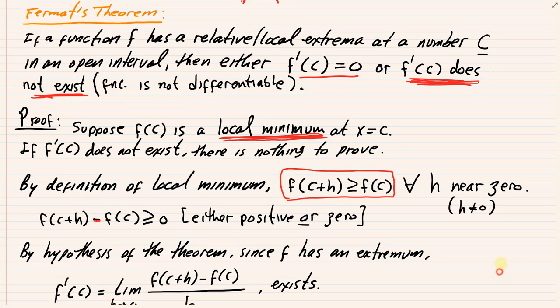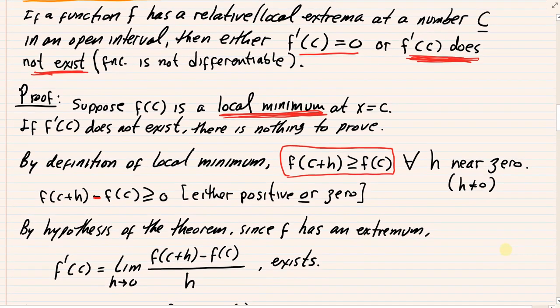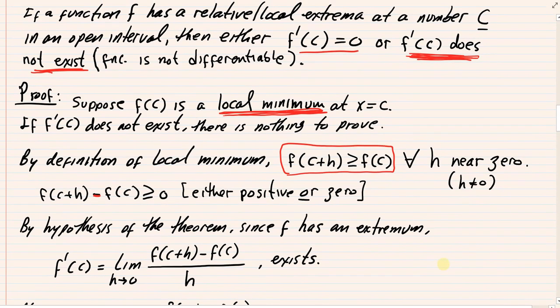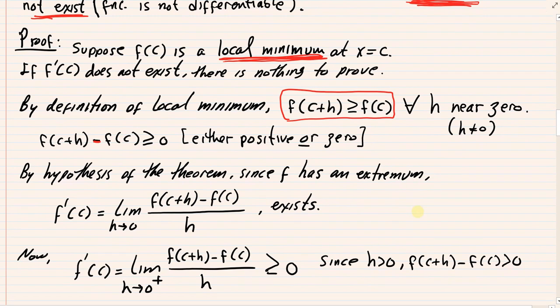Now, by our hypothesis of the theorem, because we assume that there is a local minimum, we can say that the limit of the difference quotient exists. So f prime at c, which is defined as the limit as h goes to 0 of f at c plus h minus f at c over h, this limit will exist. Next we're going to take a look at h from two directions, one coming from the right and another from the left.